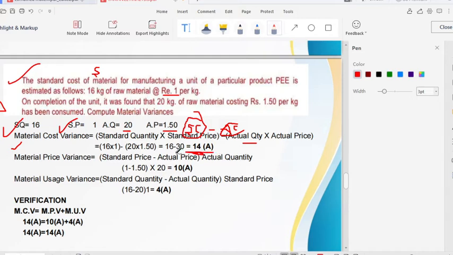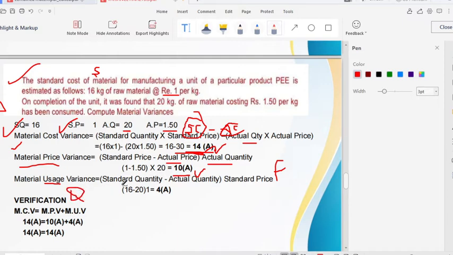Remember, whenever you get the negative answer, it is denoted by A. A means adverse. Then, material price variances. How to find the material price variances? The difference of the standard price and the actual price: standard price minus actual price into actual quantity, that will be the material price variances. If you get the negative answer, denoted by A. If it is positive, denoted by F. F means favorable. Then material usage variances. Usage variances, I told you, remember always the quantity. Got it?